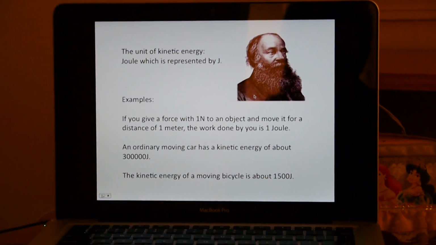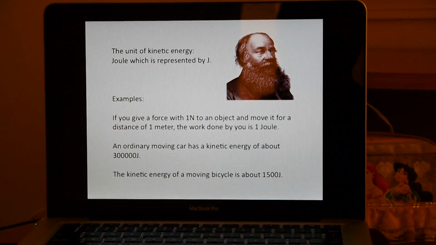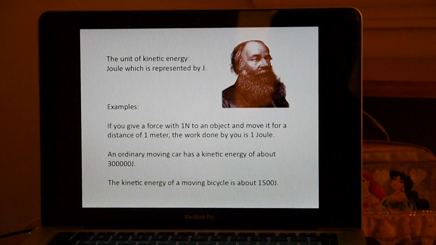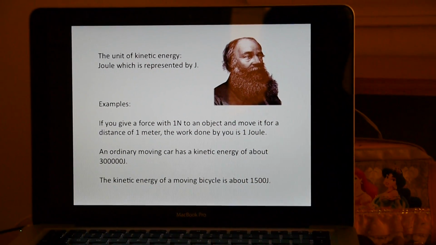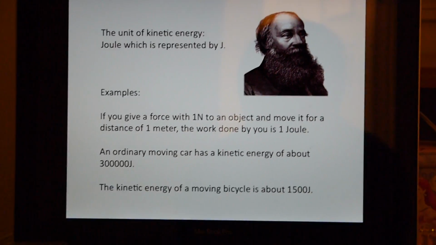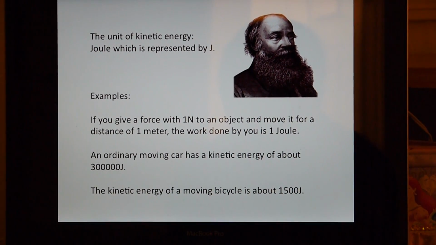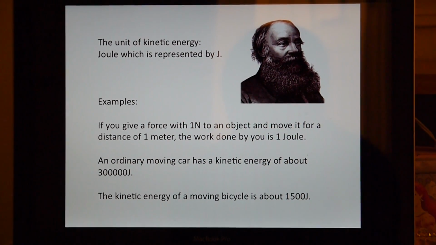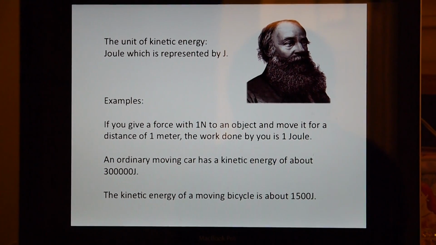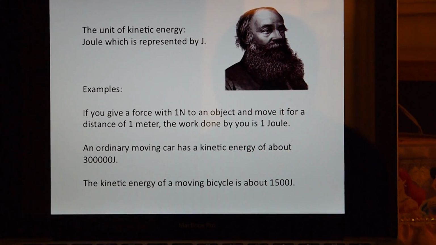Okay, let us try to interpret the unit of kinetic energy. I will give you some examples. So, what does 1 joule mean? If you give a force of 1 Newton to an object and move that object for a distance of 1 meter, the work done by you is just 1 joule. Does this make sense? Not really, right? So I will give you some numbers to help you understand.